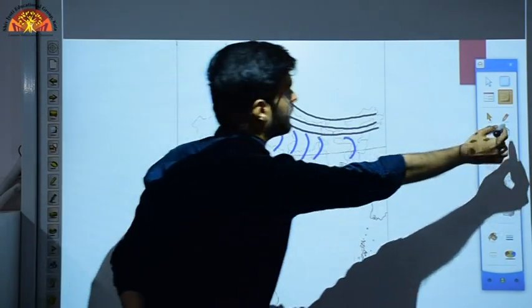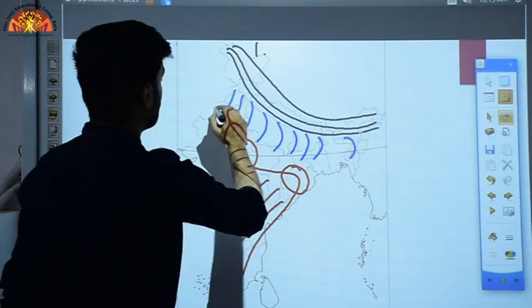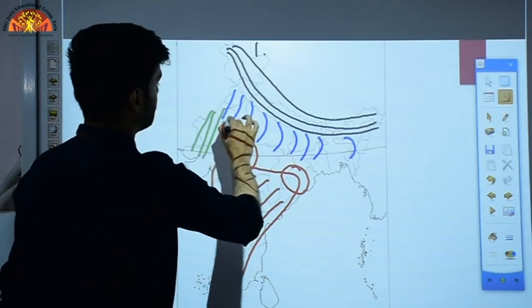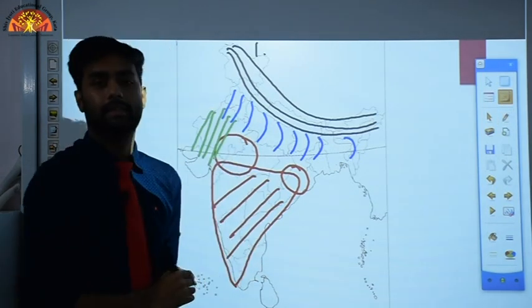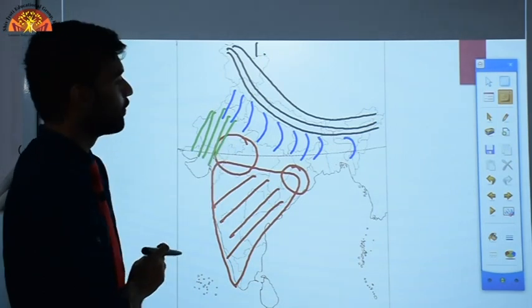Now, let's discuss our desert. Now, the desert area here, okay, they start from the Aravalli Hills, that is the desert area, number 4th point.